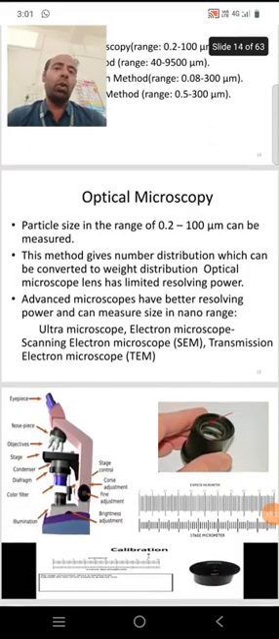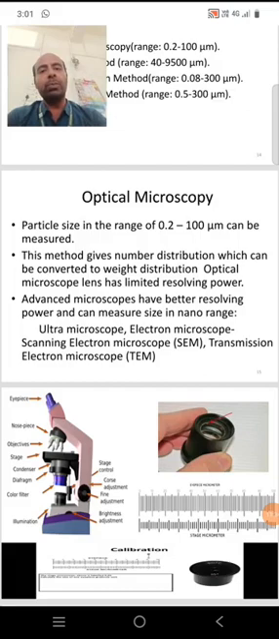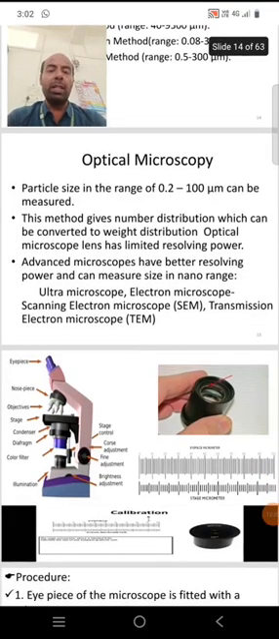Explain about, first of all, optical microscopy, that is the fundamental property. In optical microscopy, particle size in the range of 0.2 to 100 micron can be measured. This method gives the number distribution which can be converted to weight distribution. The optical microscope lens has limited resolving power. Advanced microscopes have better resolving power and can measure size in the nano range. That is ultra microscope, electron microscope, scanning electron microscope, transmission electron microscope.